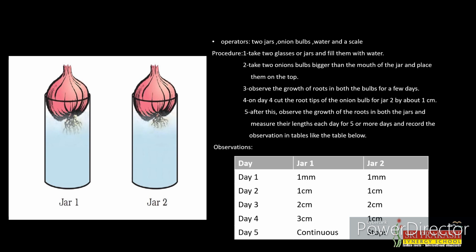Procedure: take 2 glasses or jars and fill them with water. Take 2 onion bulbs bigger than the mouth of the jar and place them on top. Observe the growth of roots in both the bulbs for a few days. On day 4, cut the root tips of the onion bulb for jar 2 by about 1 cm to 2 cm. After this, observe the growth of the roots in both jars and measure their lengths each day for 5 or more days, and record the observations in a table like the one given below.